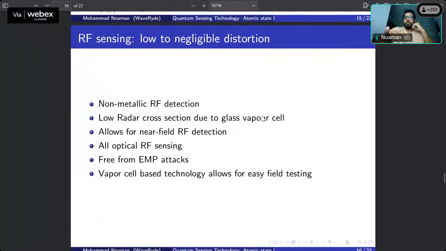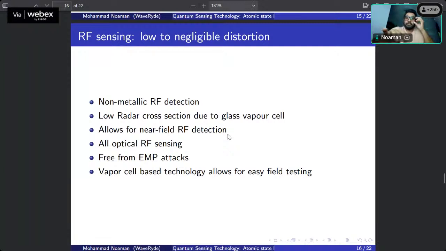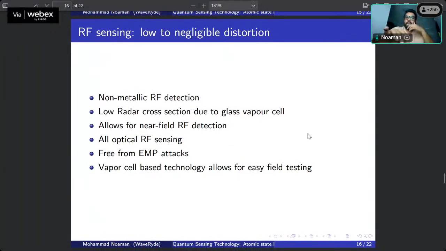You can also go very close to the RF source. If you're detecting radio frequency on different kinds of devices, you can go really, really close. And again, it's all optical detection, so there is no electronic component. And that's very important because of electromagnetic pulse attacks.